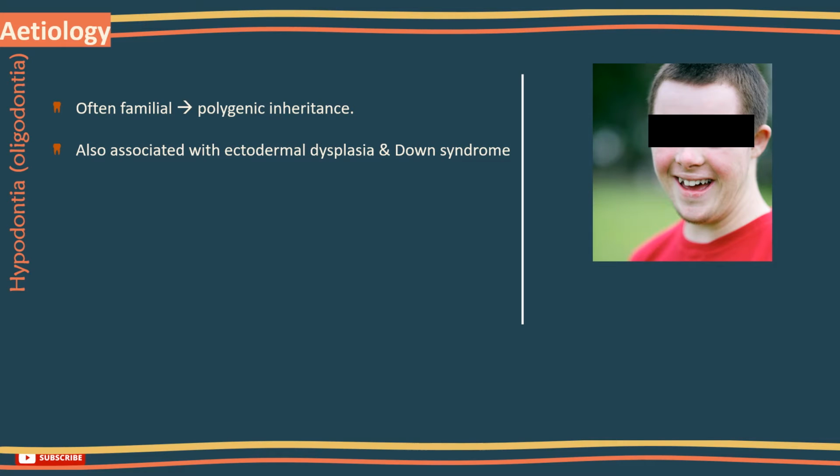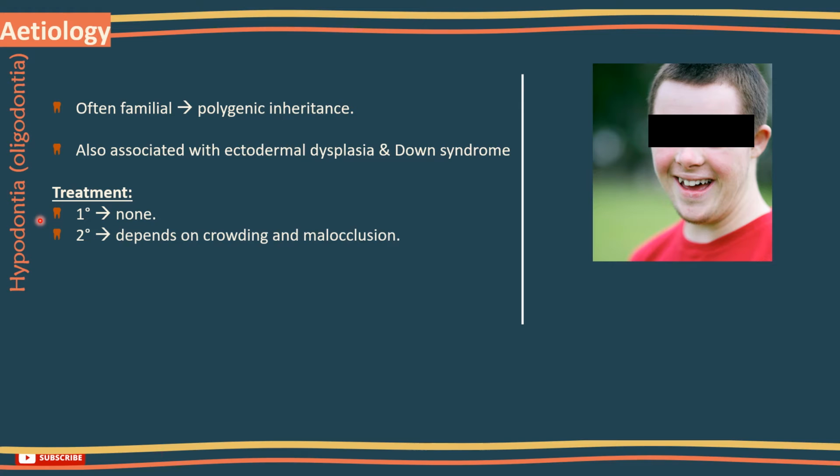Hypodontia is often familial, and it can be associated with ectodermal dysplasia or Down syndrome. Treatment. In primary dentition missing teeth, no treatment is needed to replace them, maybe just a space maintainer to hold the space for the permanent successor.